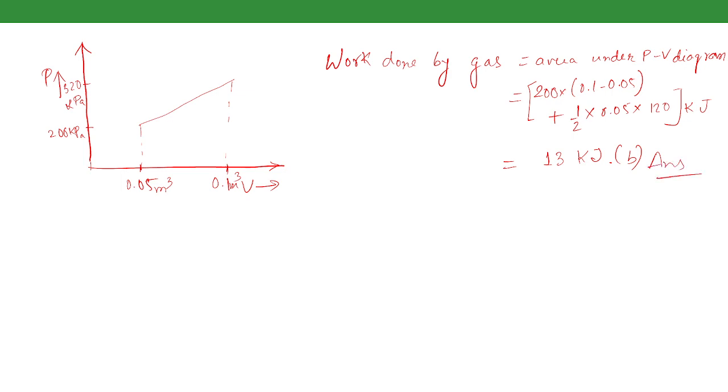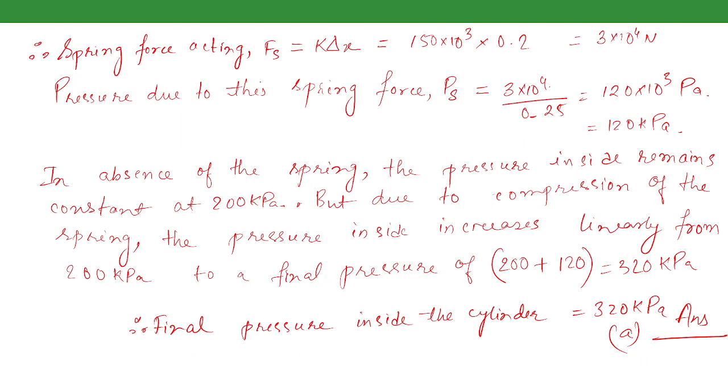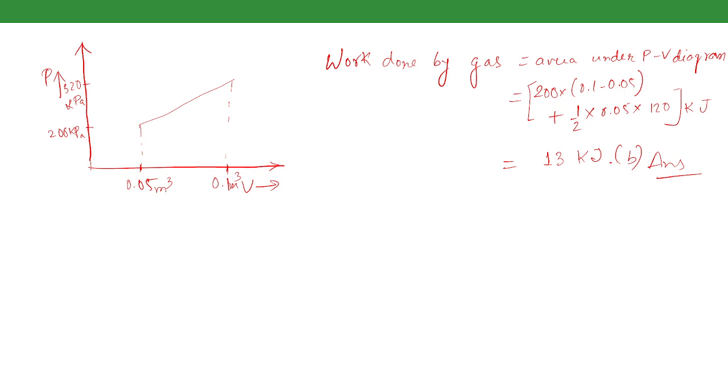Now we are in the last part, we are asked to find what is the fraction of this work that is done against the spring to compress it. See, if it was a free piston, how will the process be? From the previous problem you considered it, the pressure remains constant and the volume increases. So had it been a free piston, the process would have been a constant pressure process at 200, and the volume would have increased from 0.05 to 0.1.